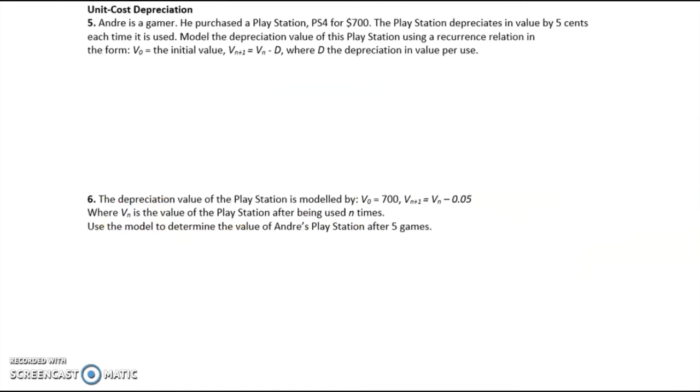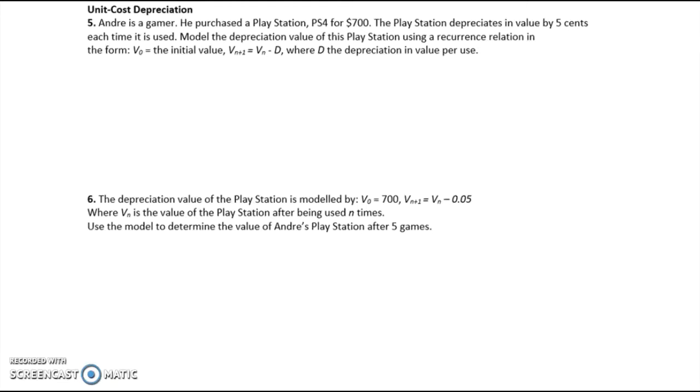Okay, next thing we're looking at is unit cost depreciation. So we've got Andre, he is a gamer. Now he purchased a PlayStation or PS4 for $700. The PlayStation depreciates in value by 5 cents each time it is used. Model the depreciation value of this PlayStation using a recurrence relation in the form.